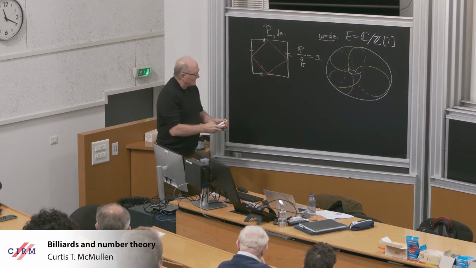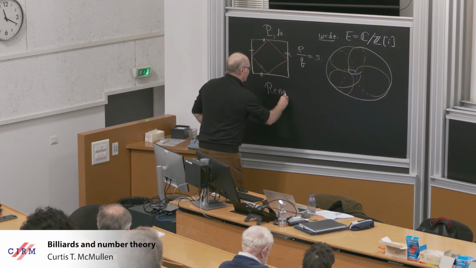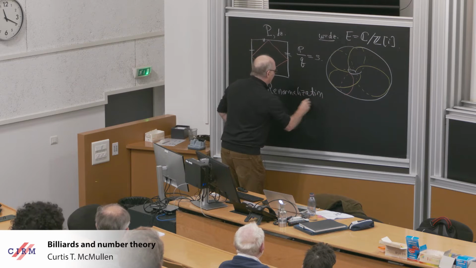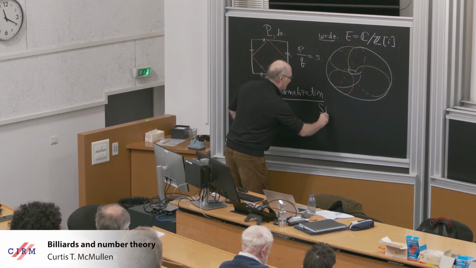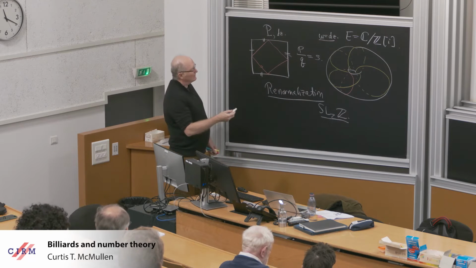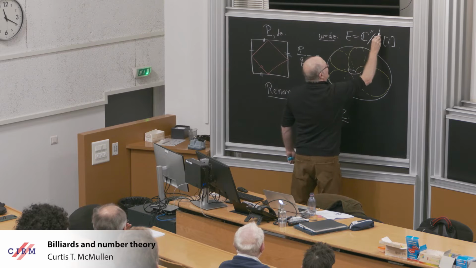But the really interesting thing is that there's a renormalization group in play. What's the renormalization group here? It's just SL2Z. The idea is, for a moment, you forget about the complex structure on the torus, and you think of C as being R2.